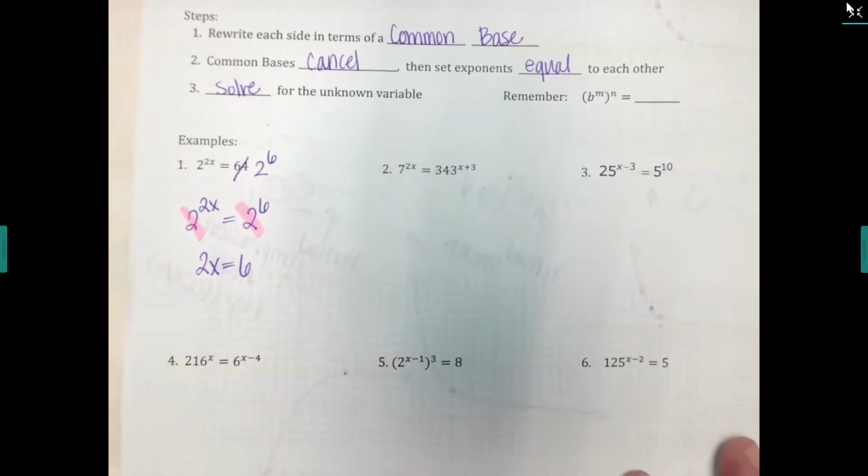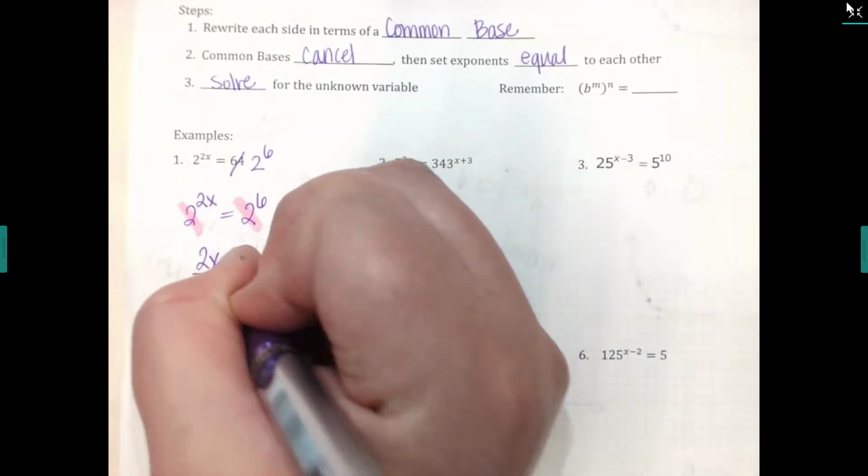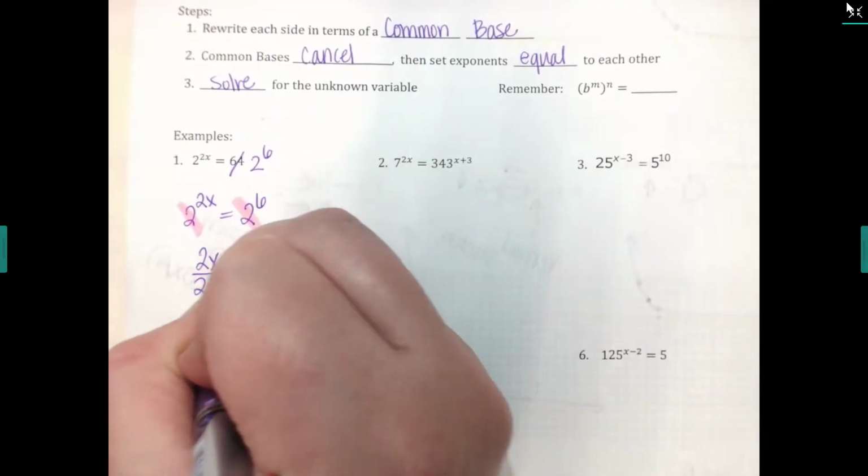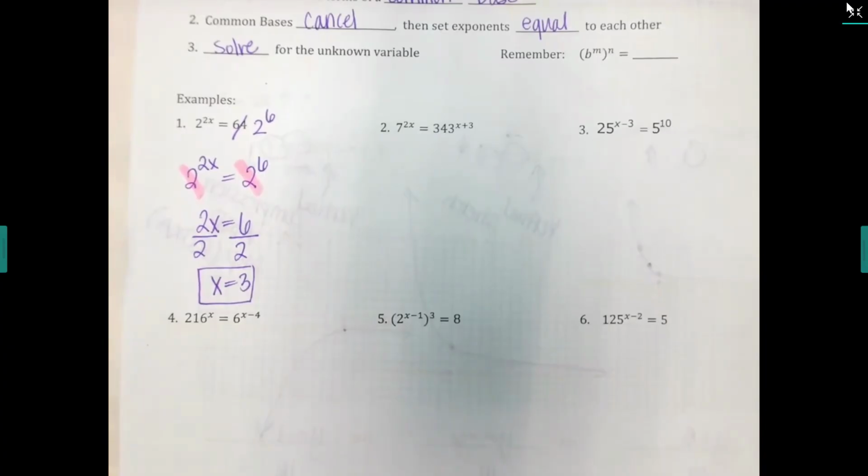So what would I do to get rid of a multiply 2? Divide. Very good. So divide by 2 on both sides, your x is 3. Okay. Let's take a look at another one here.